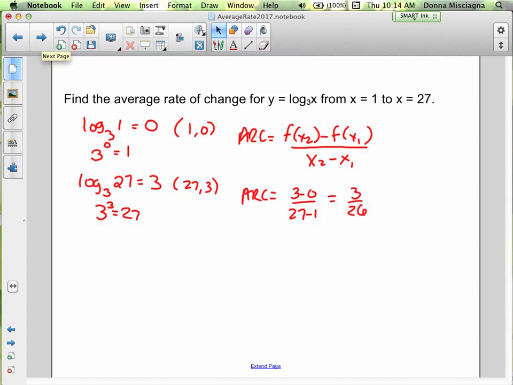So we tend to have not so steep slopes for average rates of change for log functions because they grow very slowly.